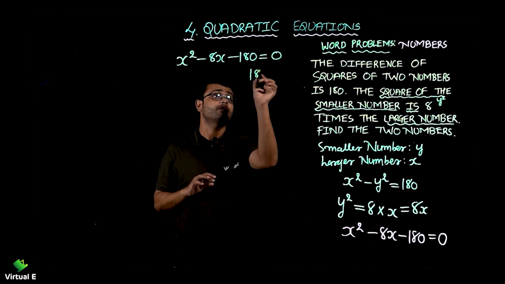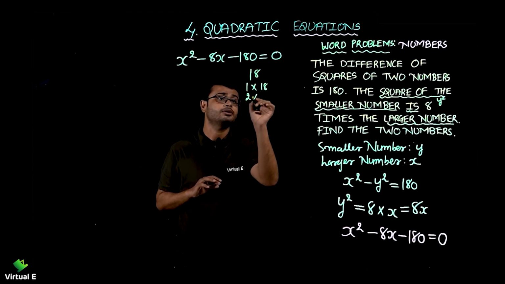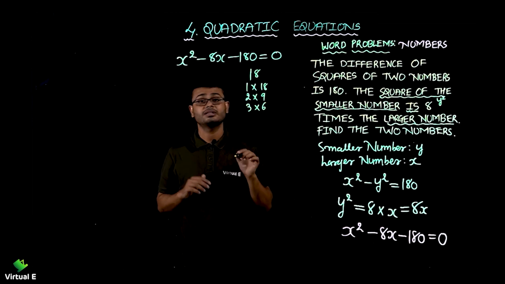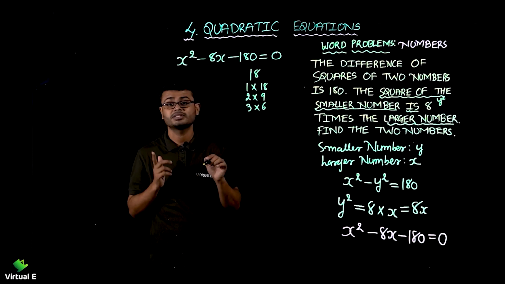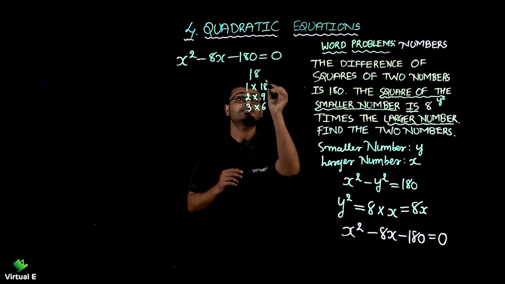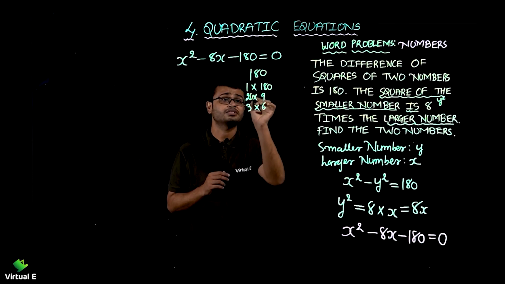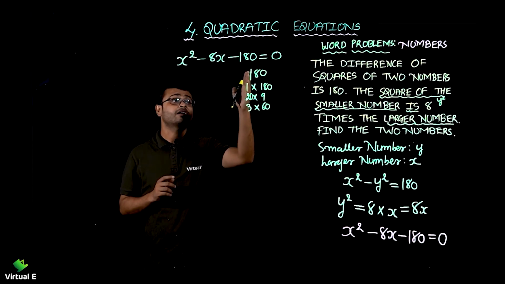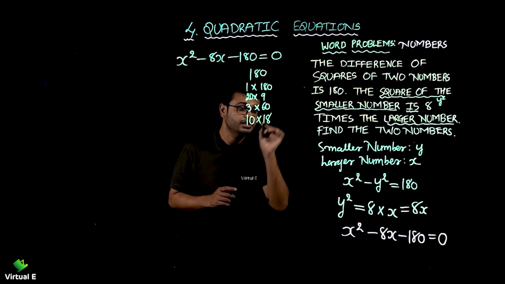So factors of 18, which is, let's say, 1 into 18, then 2 into 9, then 3 into 6, then what's left? Still there is anything? And let's say 180 over here. So you can add 0 anywhere, right? And if you talk about factors of 180, there is one more, that is 10 into 18.